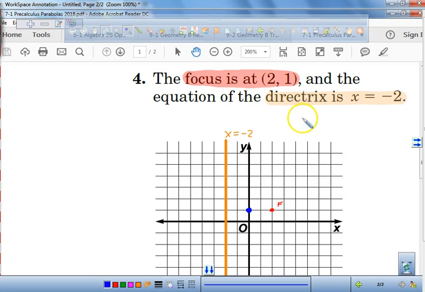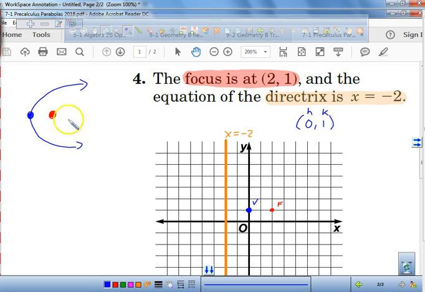So I'm going to label the vertex at (0, 1). So this is my h value. This is my k value. So if I have a vertex right here, I'm going to call it V. All right? And I have a focus right here. What does that tell me about what my parabola is going to look like? It has to open which direction? It has to be opening to the right. That's a clue of which direction it's going to open.